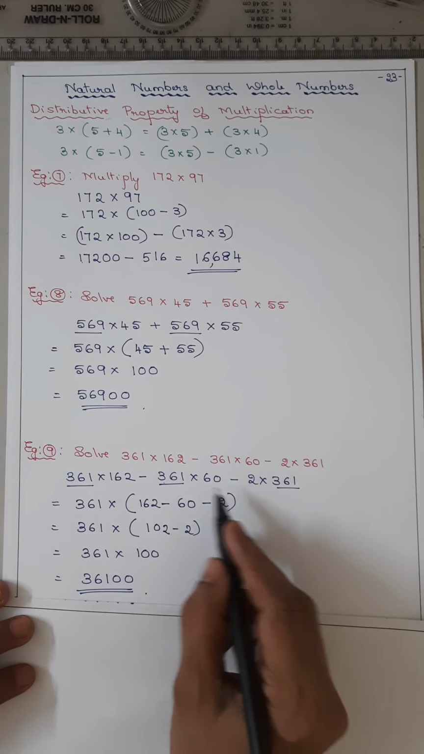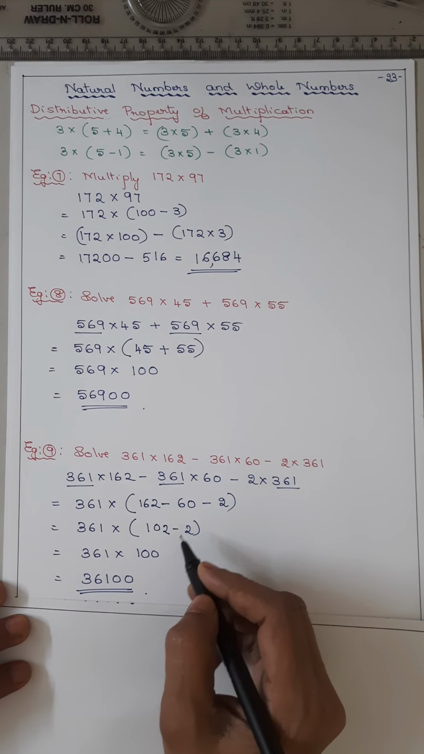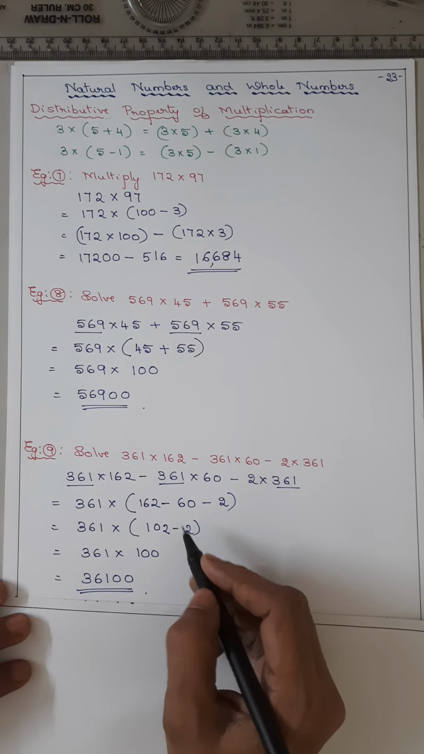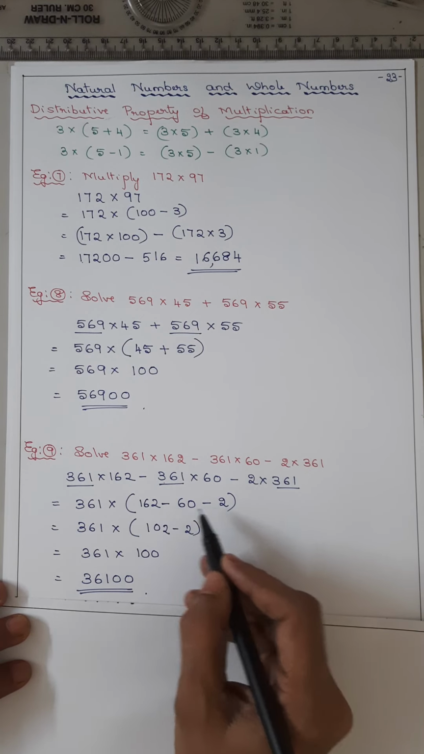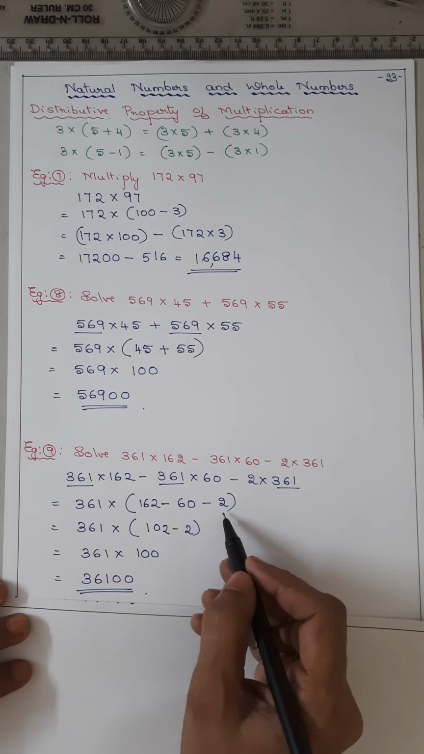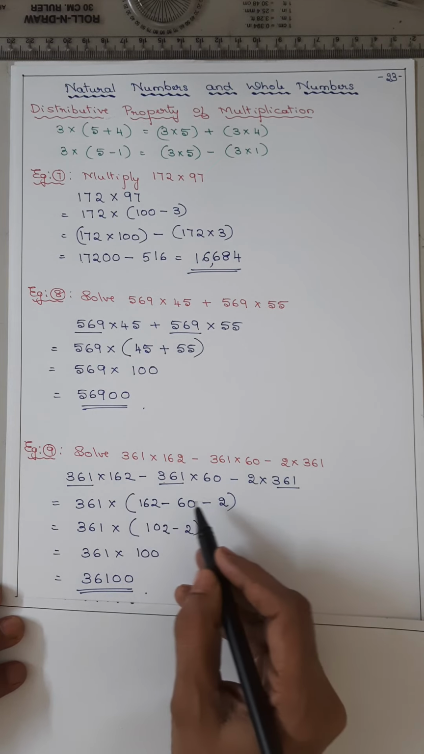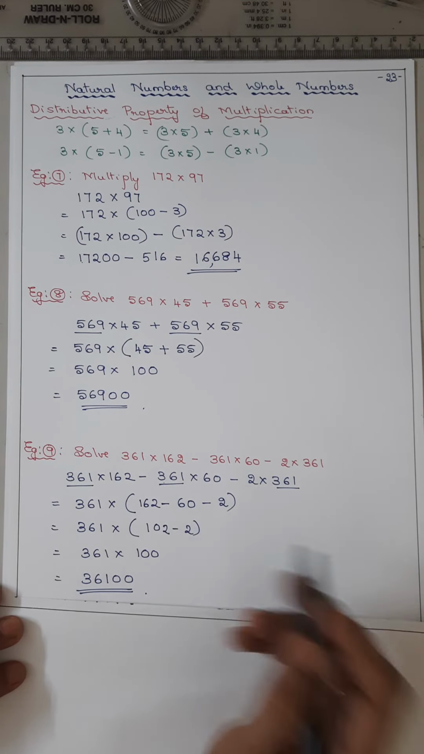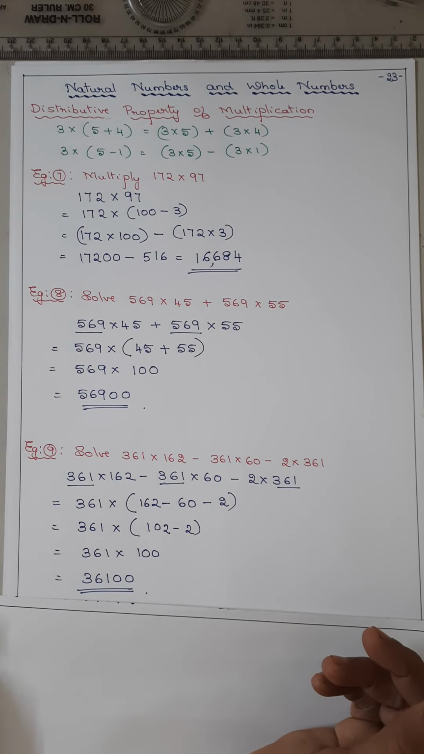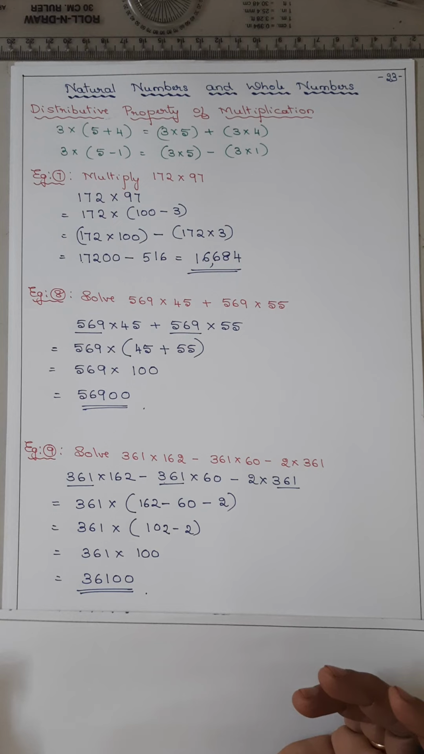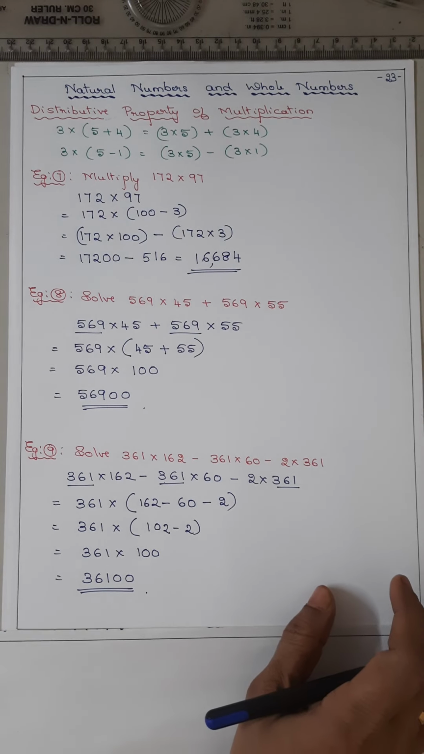Here you can do directly. I have done in 2 steps, otherwise directly you can do. 60 minus 60 minus 2 will be minus 62 and 162 minus 162 will be 100. Okay. Hope you understood all the examples.